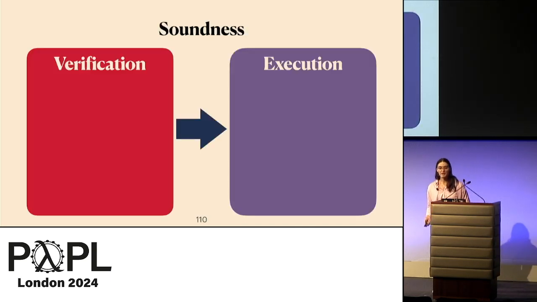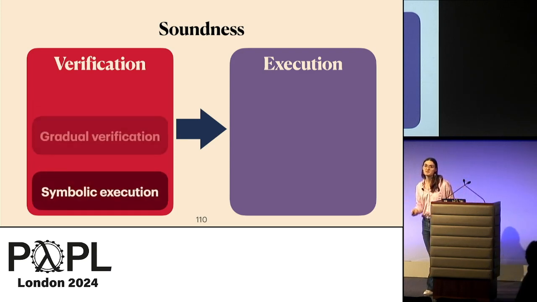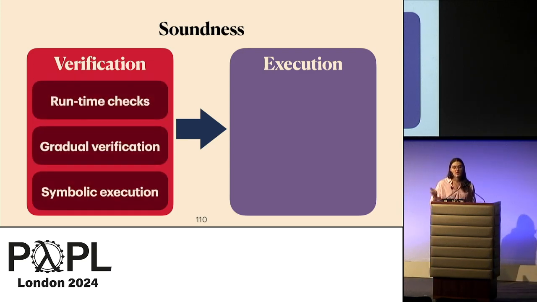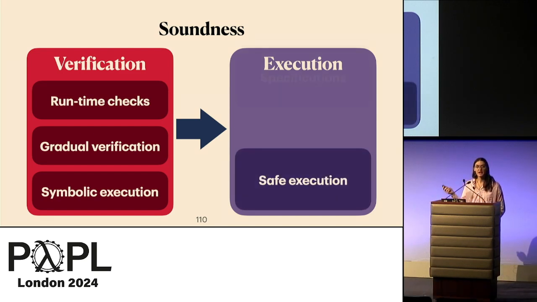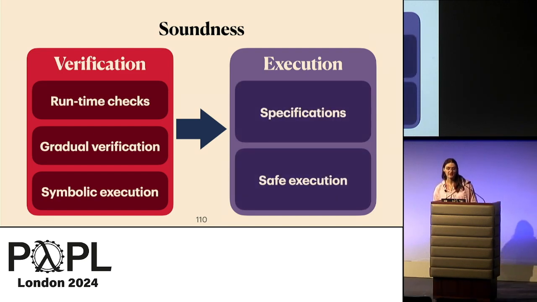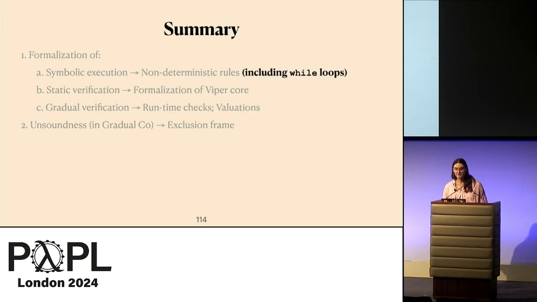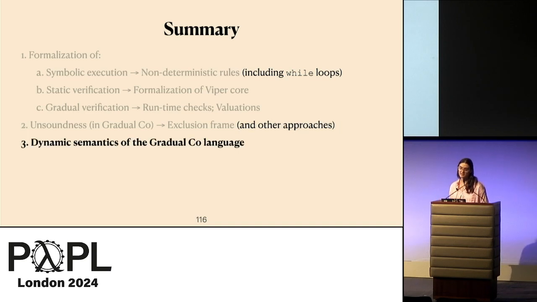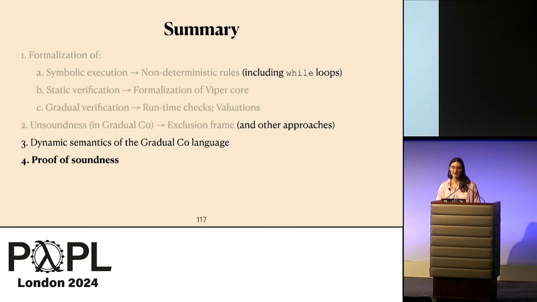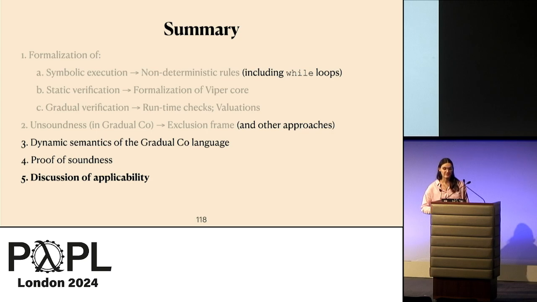So in conclusion, our paper proves the soundness of gradual C0 with these modifications. Basically, symbolic execution, gradual verification, and runtime checks all imply both safe execution and that all your specifications are satisfied. I'll just flip through that for the sake of time. We've done all this, and we have a few more things, including verifying while loops and other approaches to fixing this unsoundness. We define dynamic semantics for our language, we finally give a proof of soundness with respect to those semantics, and we discuss future applications of this.